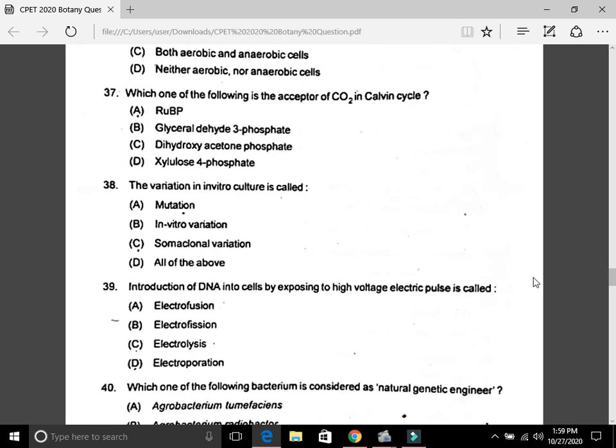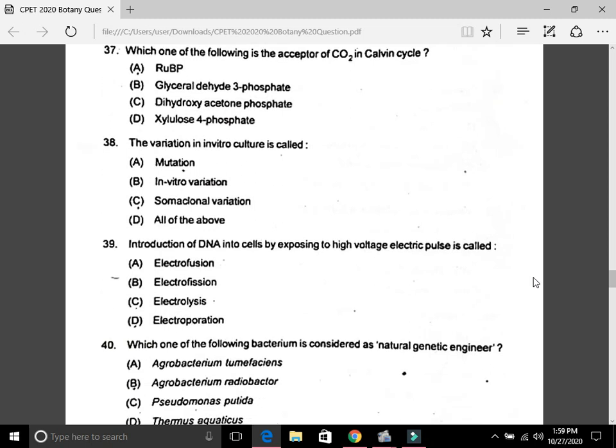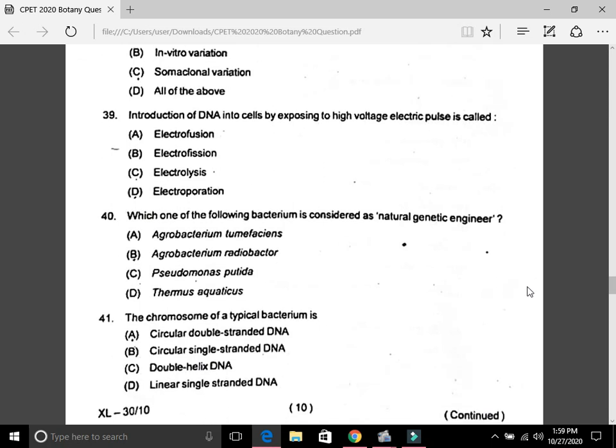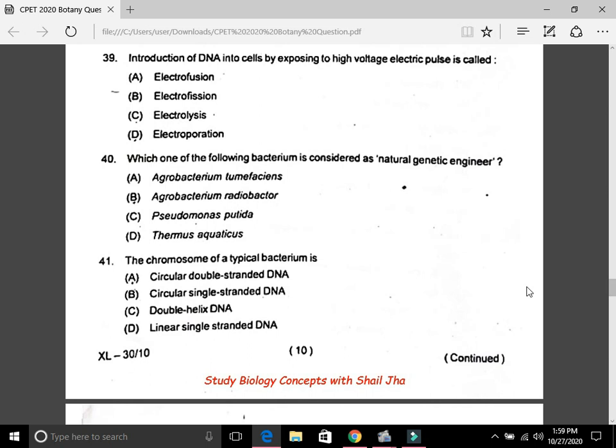Which one of the following is the acceptor of carbon dioxide in Calvin cycle? The answer is A, RuBP. The variation in vitro culture is called somaclonal variation, that is C. Introduction of DNA into cells by exposing to high voltage electric pulse is called electroporation, that is D.